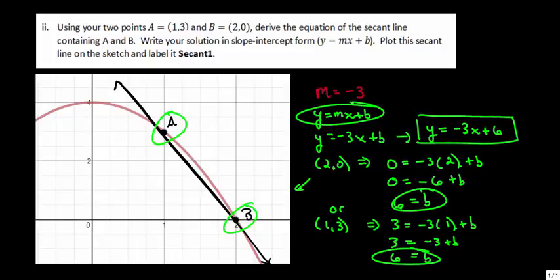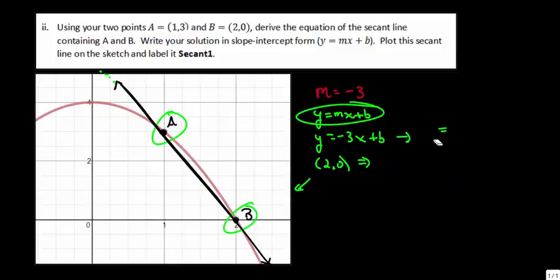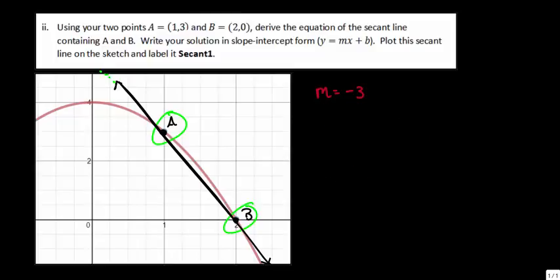Now this form right here, y equals mx plus b, is slope-intercept form, because it gives you the slope value and it gives you the y-intercept. It tells us where we cross the y-axis, up here at a height of 6 if we extended this guy up. Maybe you don't like using that. There's another alternative form that you can use, and that's y minus y1 equals m times x minus x1.